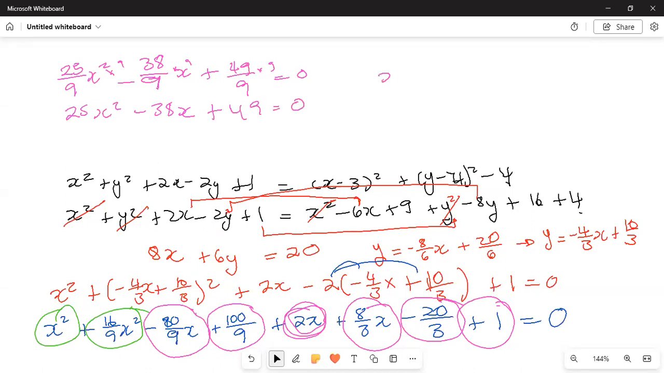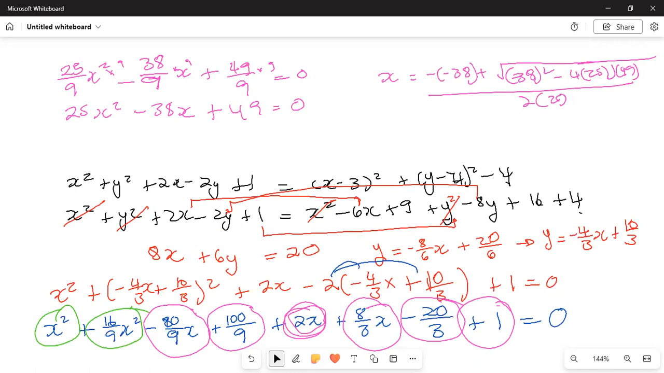And we can use the quadratic formula to solve for it: 38 plus or minus the square root of 38 squared minus 4 times 25 times 49, over 2 times 25. And if we plug that into the calculator, we will get no solution, which tells us that there is not any point where the small circle meets the big circle.